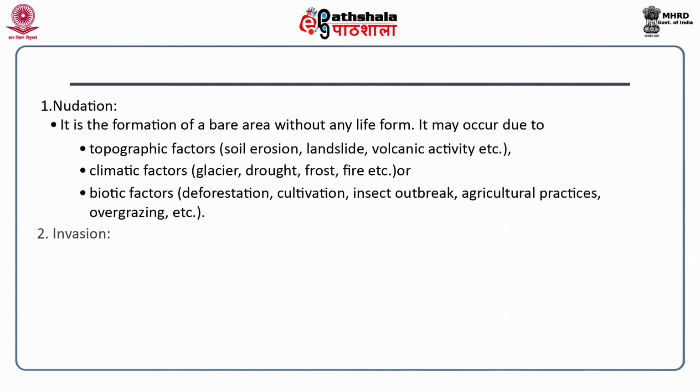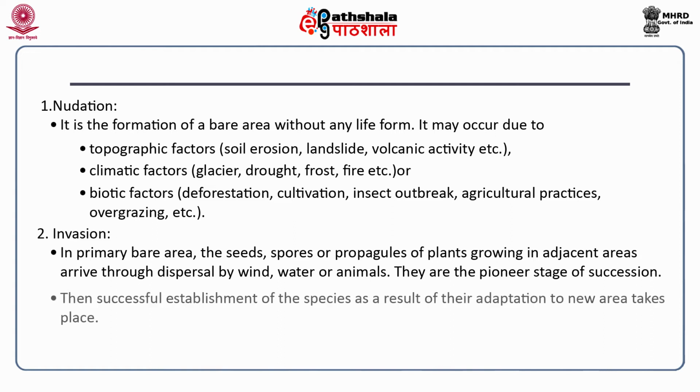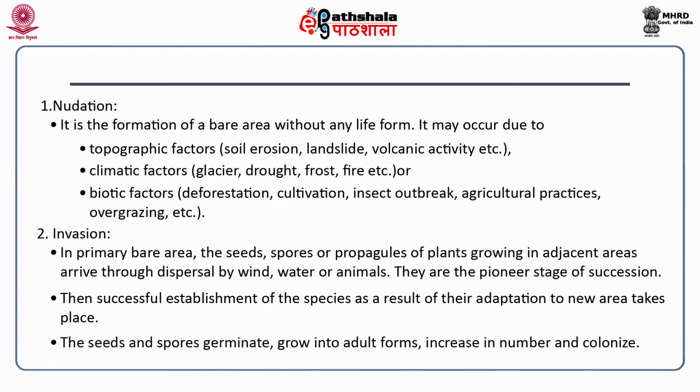The second process is invasion. In a primary bare area, the seeds, spores or propagules of plants growing in an adjacent area arrive through dispersal, and that dispersal may be by wind, water or animals. They are the pioneer stage of succession. Then successful establishment of the species as a result of their adaptation to the new area takes place. The seeds and spores germinate, grow into adult forms, increase in number and colonize.